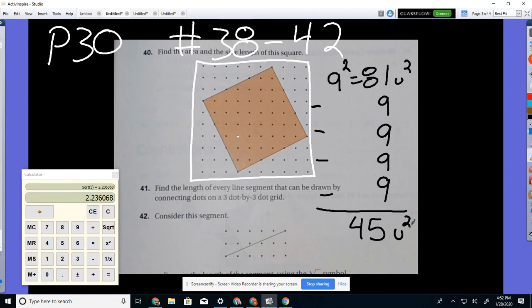All right? Now I get to cheat a little bit. I get to draw on this thing. So I'm going to draw this here. I know that's 9 square units. I know that's 9 square units. I know that's 9 square units. And I know that's 9 square units.